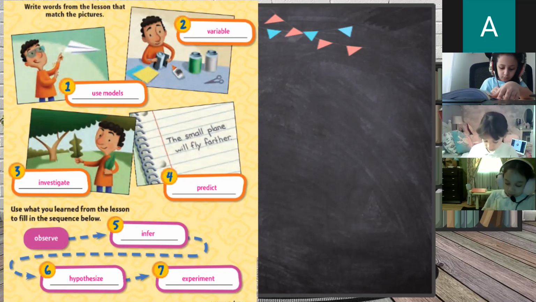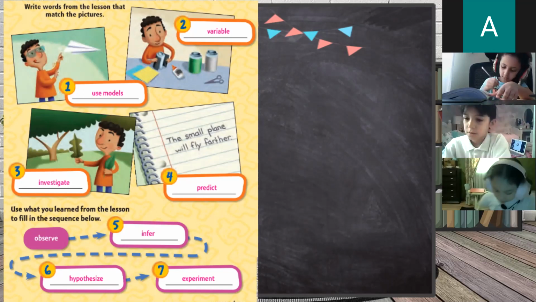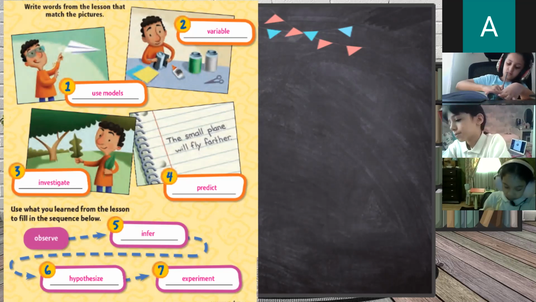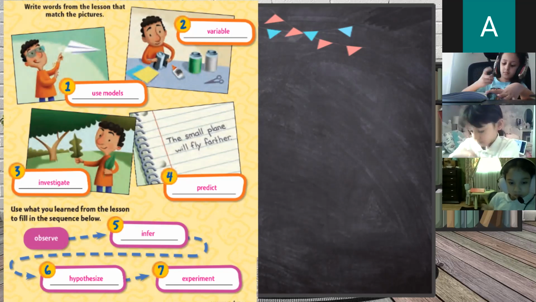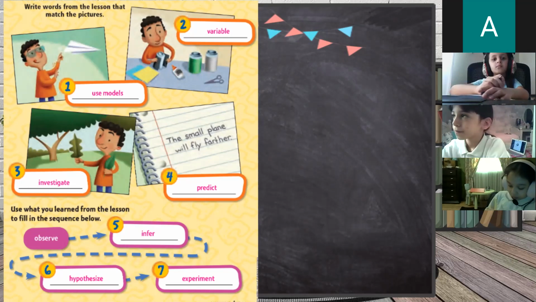If I mix two colors together, what new color will appear? You are going to give me the answer according to your information, something you already know. Then you make a hypothesis. Whenever you make a hypothesis, make sure that you can test it. Like I will say, if this happens, then this will appear.